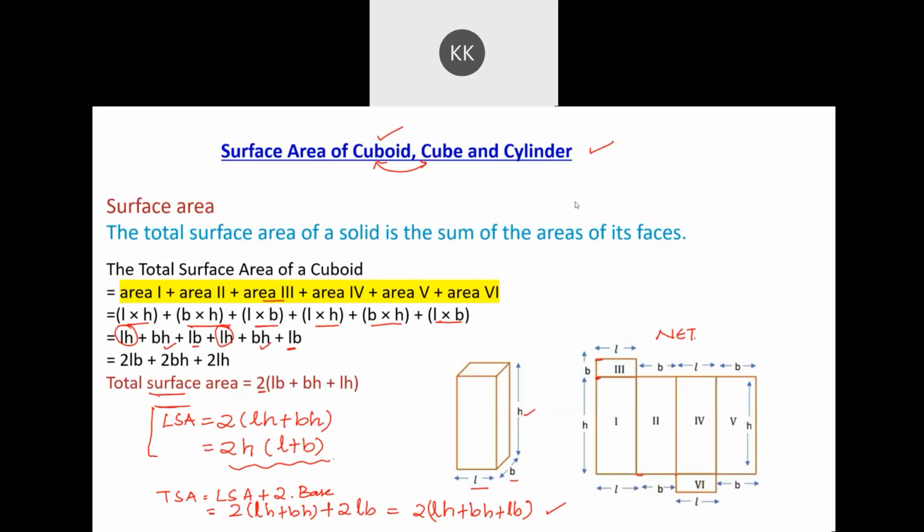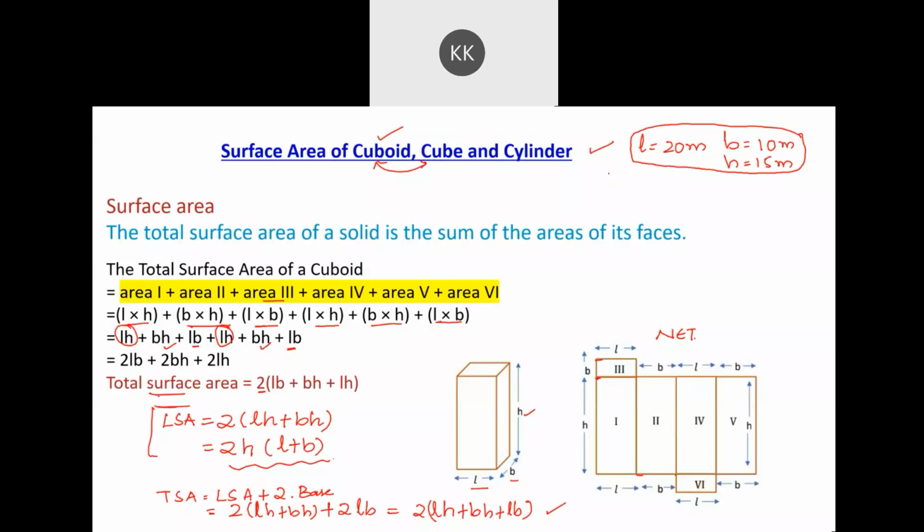Sometimes there may be application type questions. They may ask, what if the length given is say 20 meters, breadth is say 10 meters, and height is say 15 meters. What will be the cost of whitewashing the walls of a room having the dimensions 20 meter into 10 meter into 15 meter? In such cases, for whitewashing the walls, we need not consider the floor. The bottom one we need not consider. The top one we will consider.